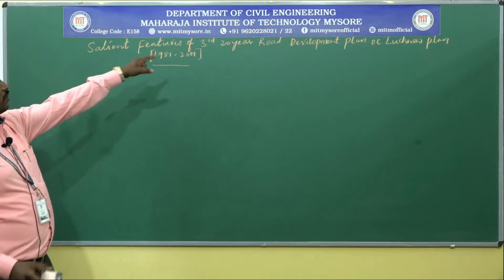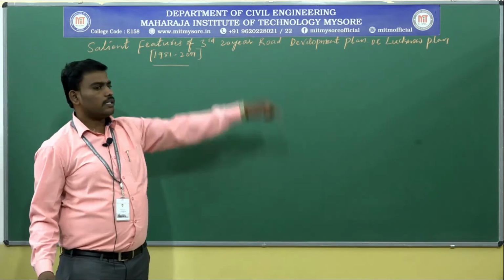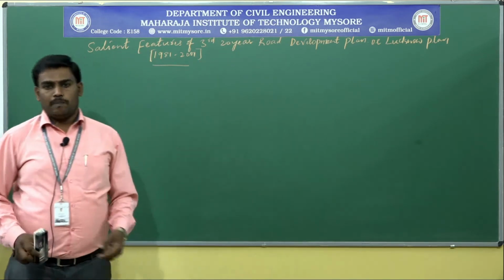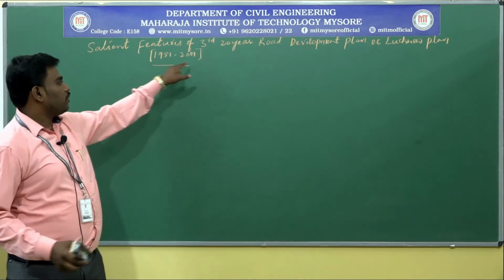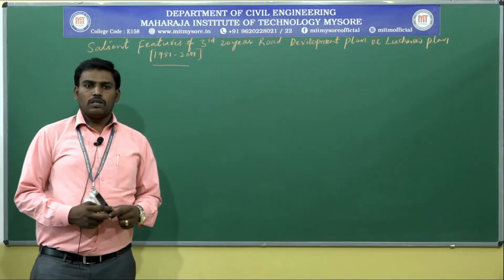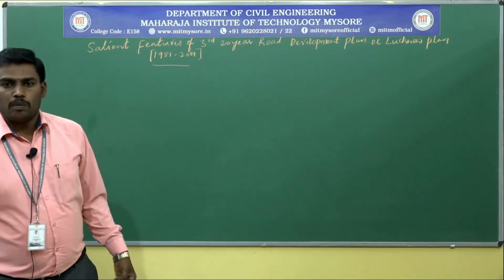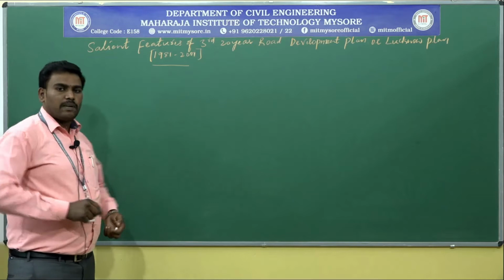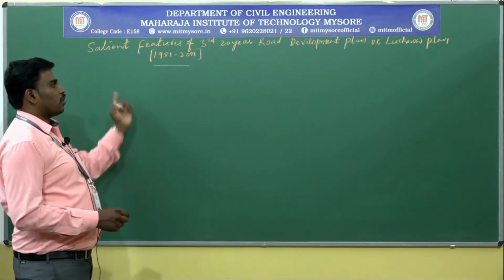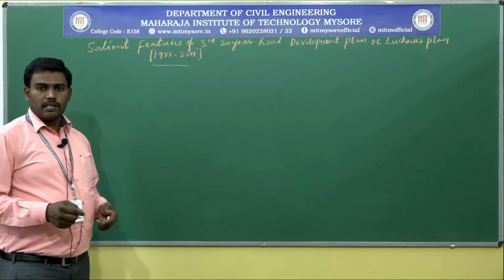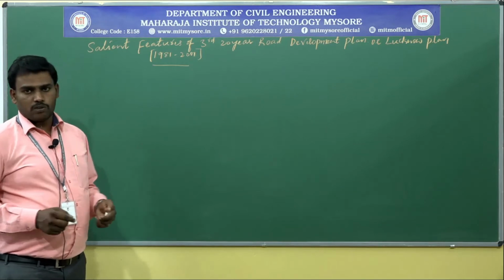The salient features of the third 20-year road development plan are: it is also called the Lucknow plan, and is from 1981 to 2001. So in session number 3 we have discussed the 20-year road development plans. The IRC plays a major role in the development of 20-year road development plans. Up to now we have four of them.